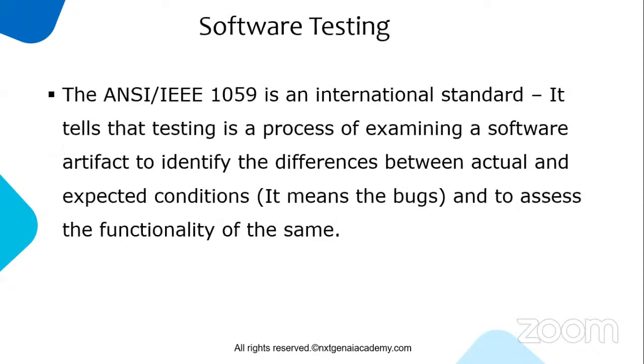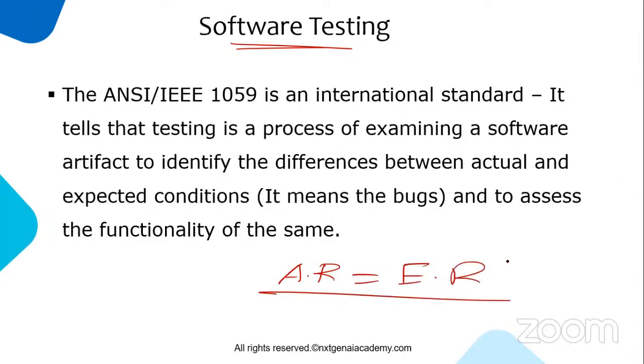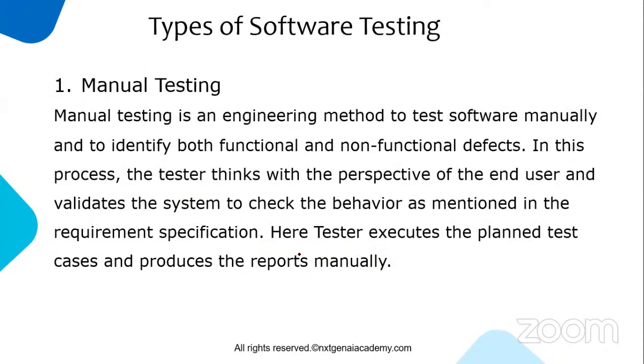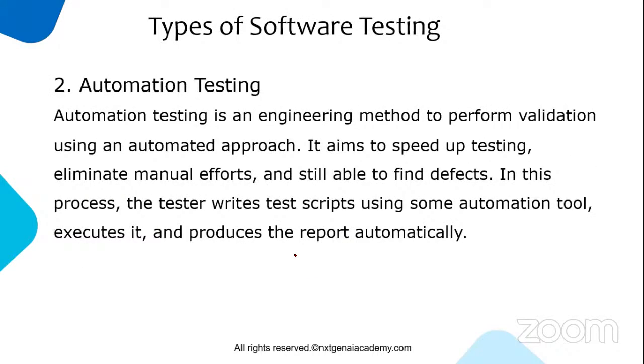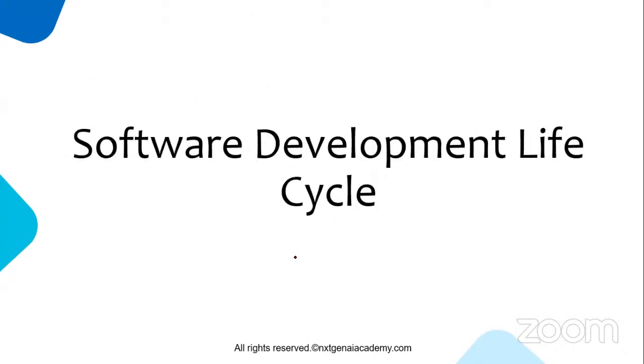Whenever we talk about testing, it means the actual result must be equal to the expected result. One good part is we already learned this concept in automation testing. It's the same thing: according to the requirement, the expected result is very important. We have to check that. If you're doing it manually, we call that manual testing. If you use an automation tool, then we call that automation testing.